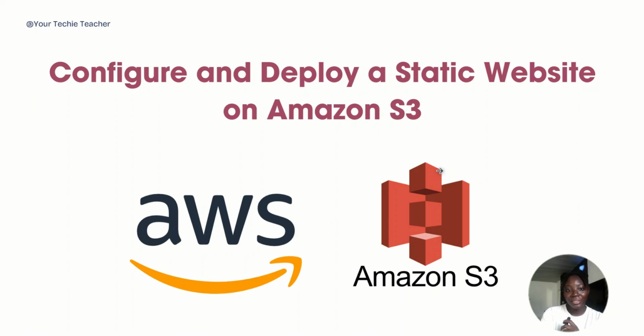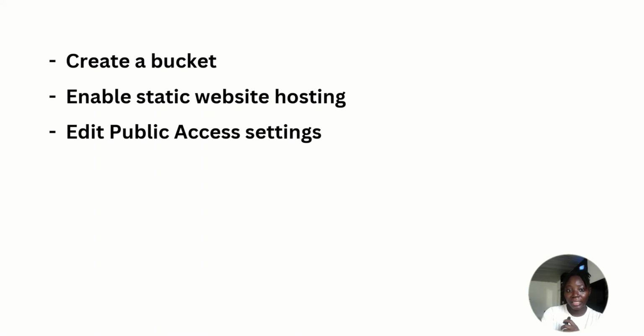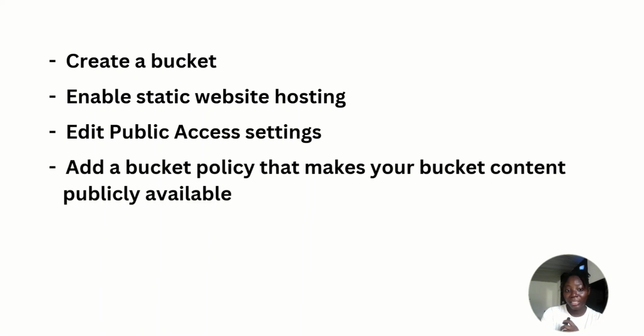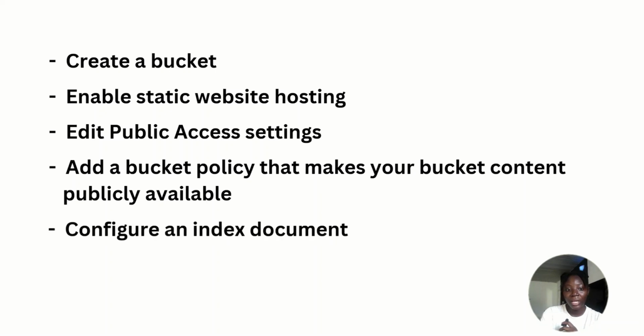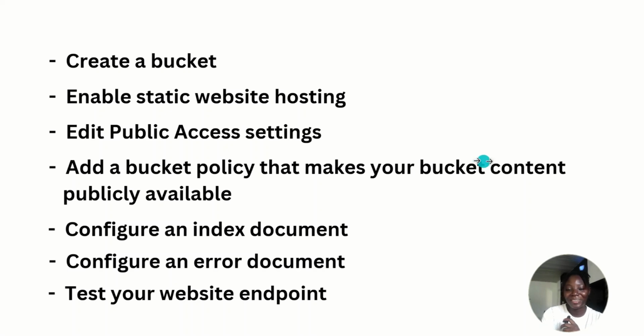In today's hands-on tutorial, we'll be working on creating a bucket, enabling static website hosting, and editing public access settings. We'll add a bucket policy so that the bucket content will be publicly available, and configure an index document. Also, we'll configure an error document, and that's all. We'll test our website endpoint. Are you ready? Okay, let's go.